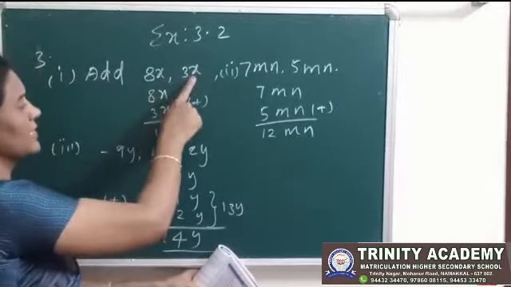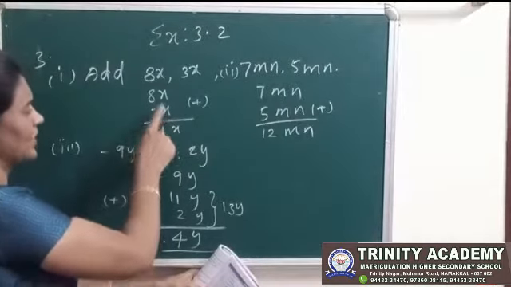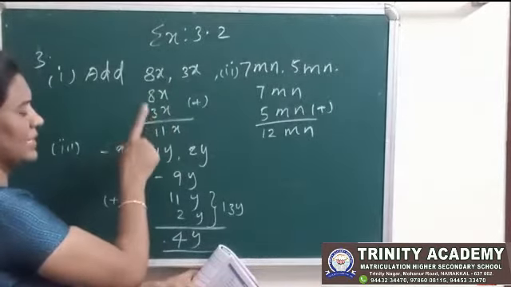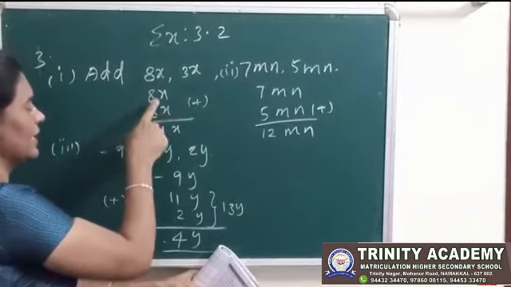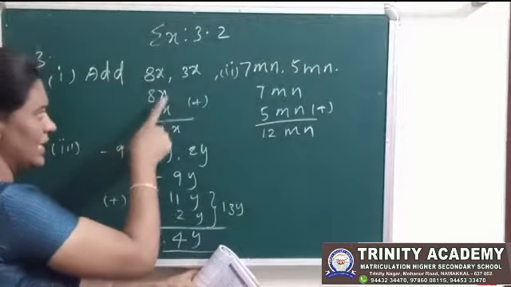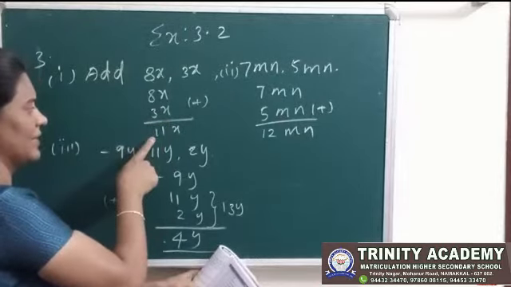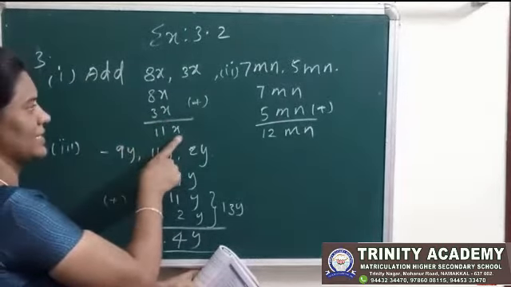Here 8x and 3x are like terms. Now we add these two algebraic expressions. Listen carefully. When we add the algebraic expressions, we add the coefficients only. Then the variable you write as it is. Here this x you write as it is. 8 plus 3 is 11. So the answer is 11x.